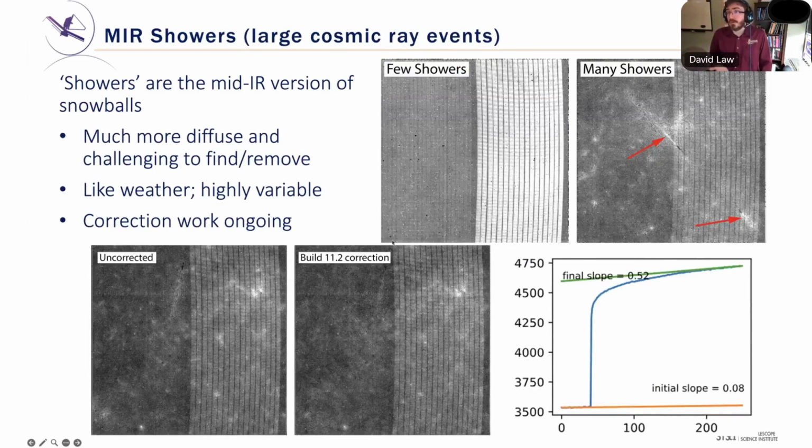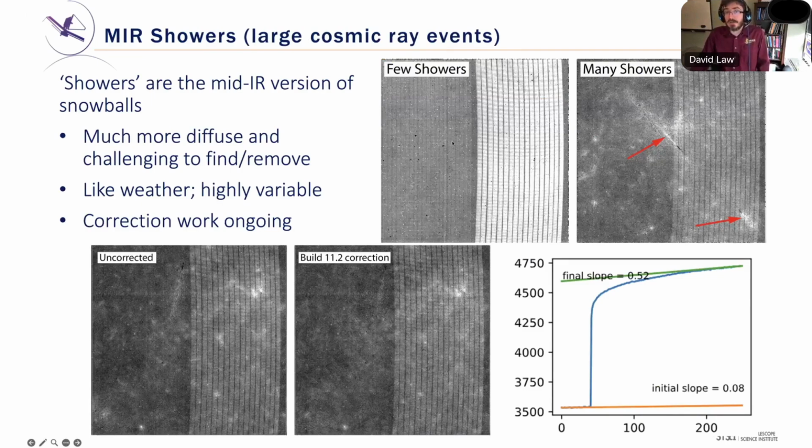It's weather, so it changes a lot over time how many cosmic rays and how many cosmic ray showers affect any given program, and it's largely luck how bad it is for any given set of observations. So some observations, for instance, get lucky and have very few showers.